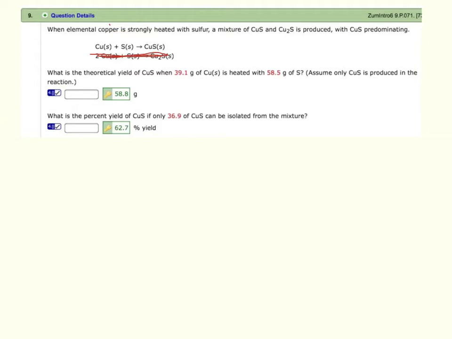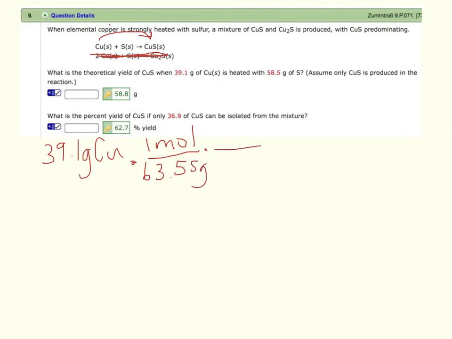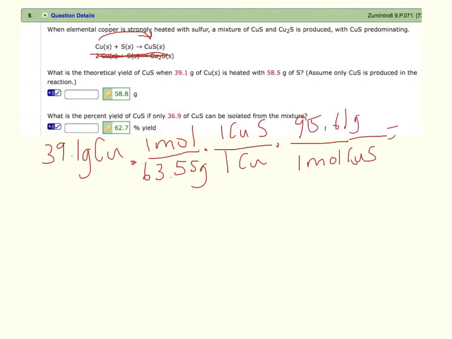We have 39.1 grams of copper, and we're going to do stoich from copper to CuS. We'll change it into moles, so 1 mole of copper has 63.55 grams. We'll do the mole ratio. It's balanced already, so there's 1 copper for 1 copper sulfide, CuS. And now we change those moles of CuS into grams, which is 95.61 grams, and that gives us the 58.8.